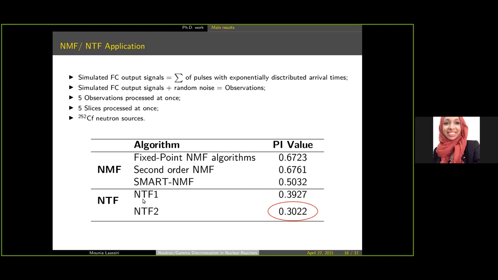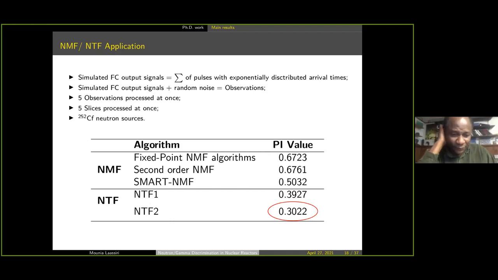For our cases, we started by using NTF1 and NTF2. The algorithms in non-negative tensor factorization are only NTF1 and NTF2, and then there is NMF, non-negative matrix factorization. For our cases, NTF1 also gives a good performance in terms of separability, but NTF2 gives much better. We found that the performance index of separability for NTF2 is much better than NTF1. For the characterization and identification of the particles, we compute either the normalized correlation or the power spectral density.